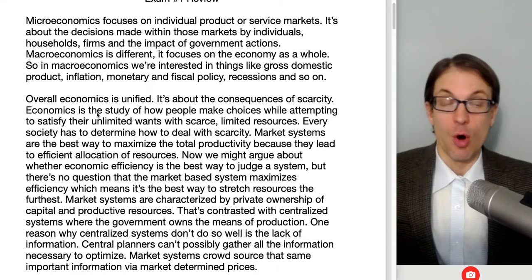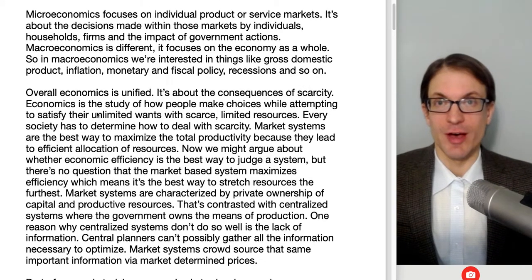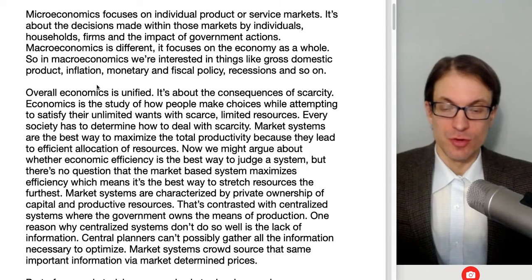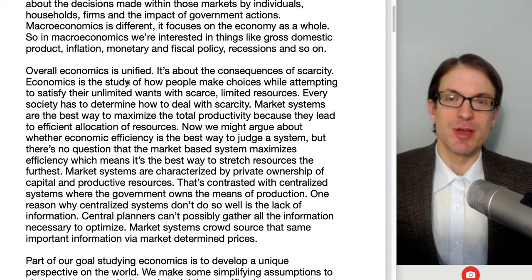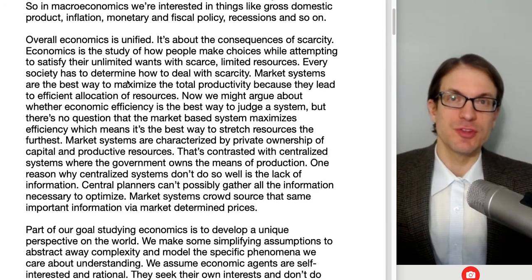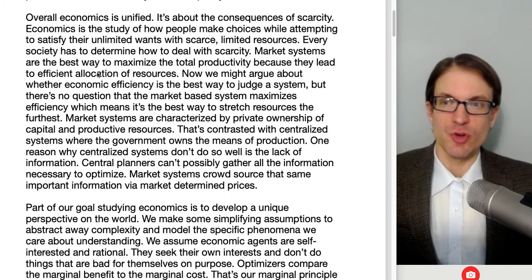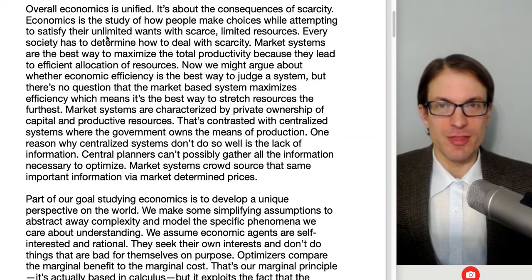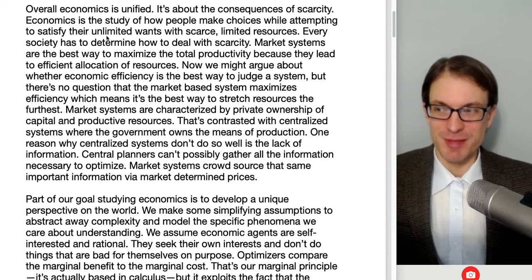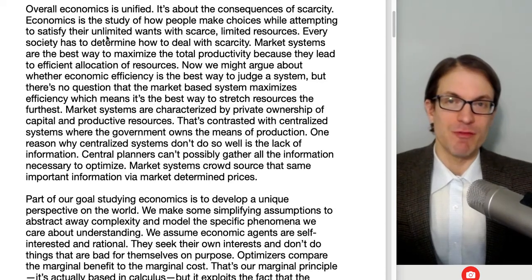All right, so overall, though, economics is unified. We're focusing on the same set of issues and using a lot of the same tools. We could think of economics as focusing on the consequences of scarcity. Economics is the study of how people make choices while attempting to satisfy their unlimited wants with scarce, limited resources. And every society has to come up with a way to deal with scarcity.